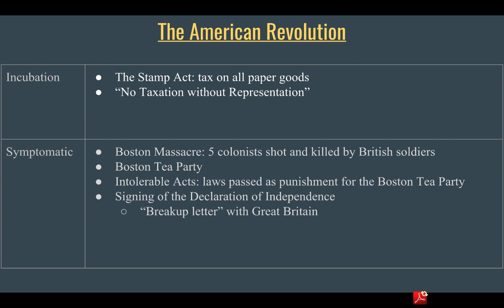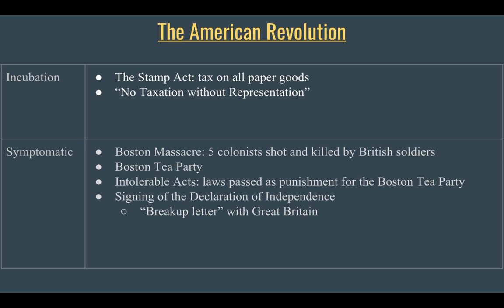You've already learned about it, but I wanted to give you a brief overview. In relation to the symptoms, the incubation stage of the American Revolution is the Stamp Act, where there was a tax placed on all paper goods, even playing cards. Remember that the colonists' chant was no taxation without representation. How can you tax us unjustly, unfairly, if we're not represented in a government?